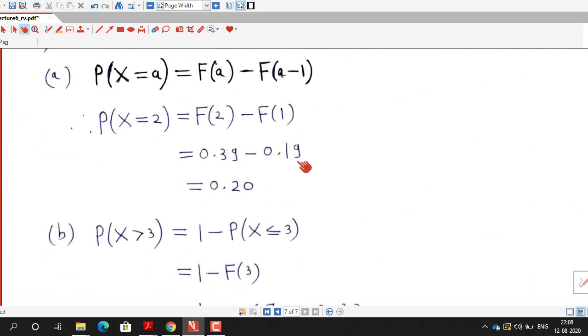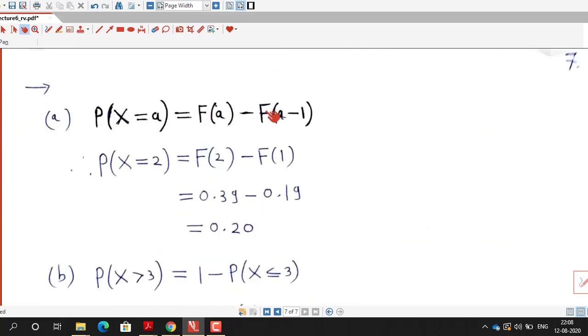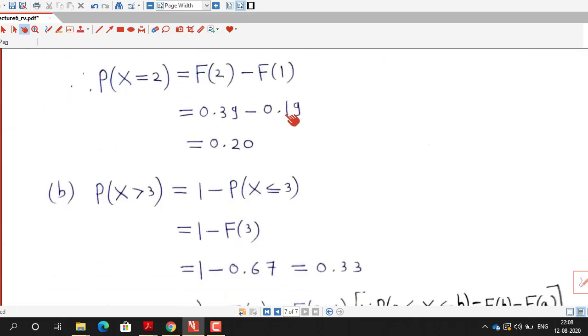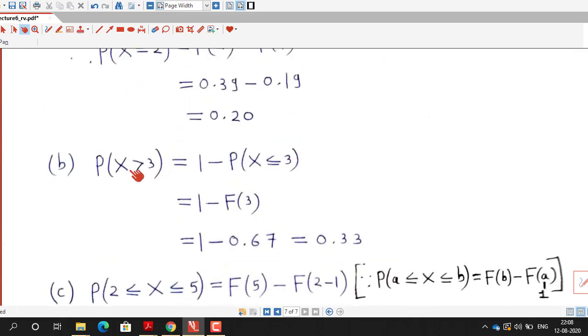So 0.39 minus 0.19, that is 0.20. Okay, so without having the value of PMF, we are able to decide these probabilities using CDF, that is cumulative distribution function. Similarly, the probability of this event capital X greater than 3 is nothing but 1 minus the probability that capital X is less than or equal to 3.